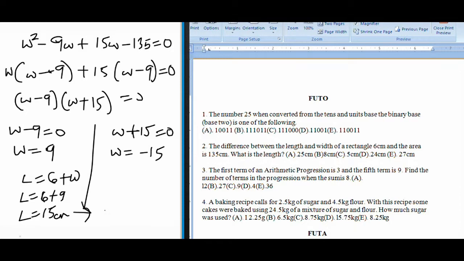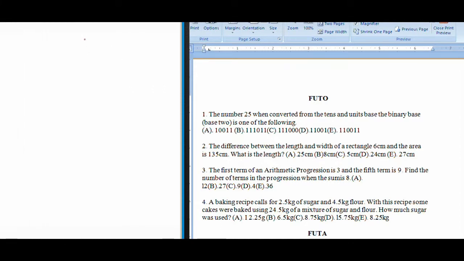The next question is, the first term of an arithmetic progression is 3. Alright? And the fifth term is 9. Find the number of terms in the progression when the sum is 81. Now, the first term of an arithmetic progression is denoted by small letter a, is equal to 3. And the fifth term is given as a plus 4d. And we're told it's equal to what? 9. Now, from here we can find our common difference.